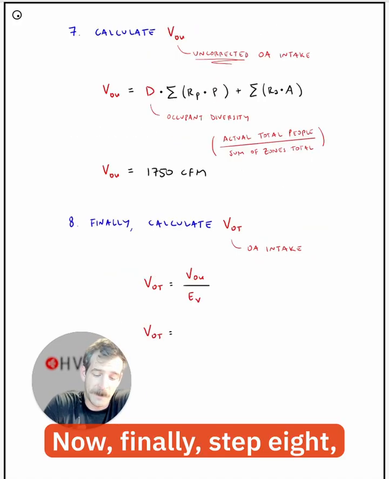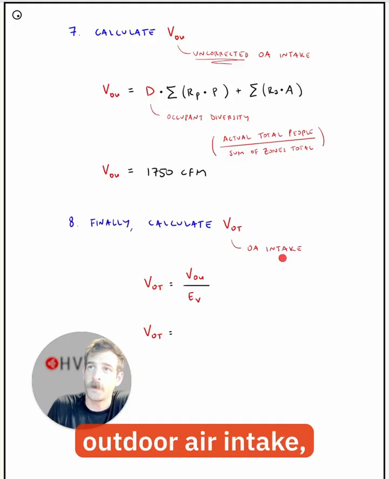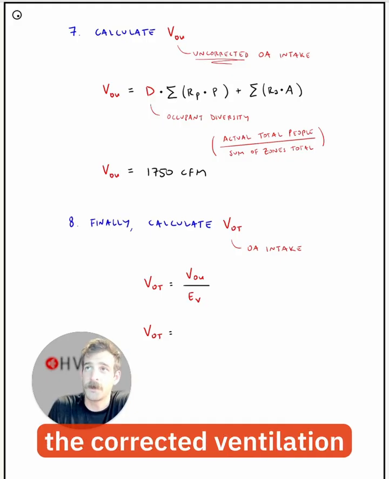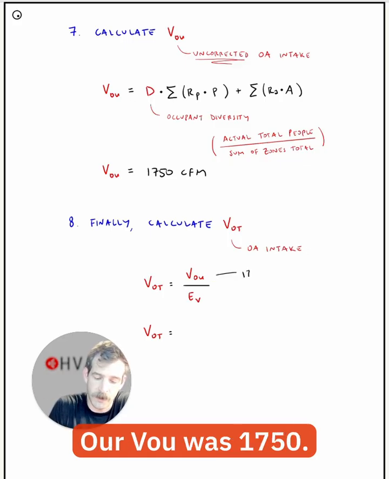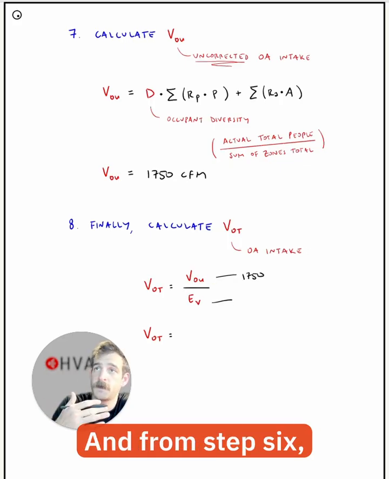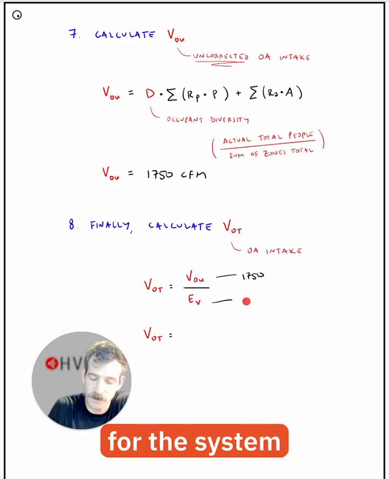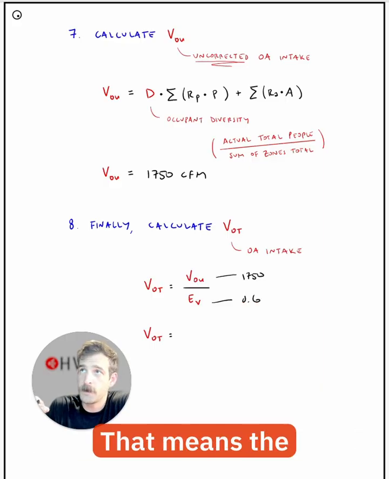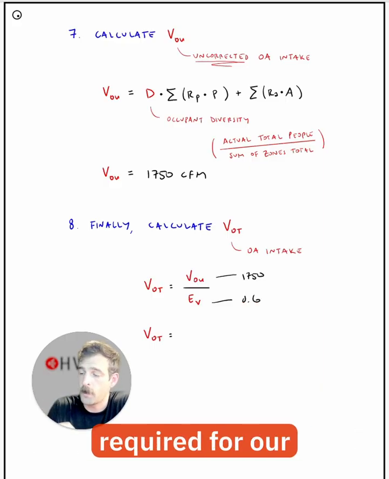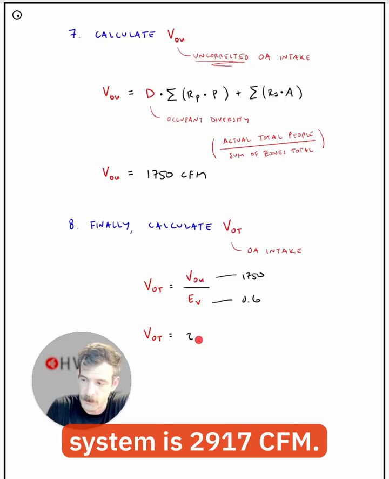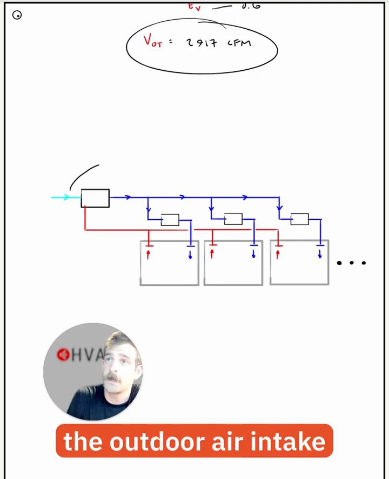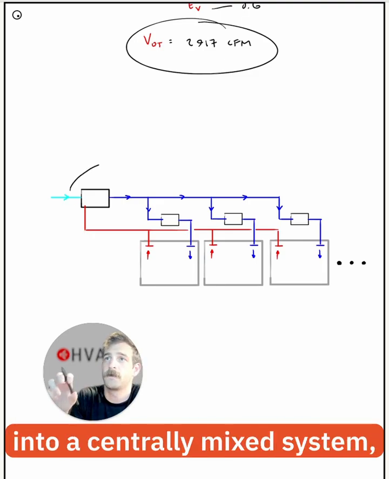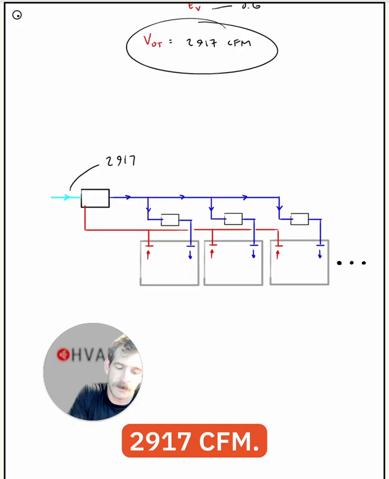Now, finally, step 8, we calculate the outdoor air intake, the corrected ventilation air that you need to bring in to your system. Our VOU was 1,750, and from step 6, our ventilation efficiency for the system was 0.6. That means the outdoor air intake required for our system is 2,917 CFM. That's this right here, the outdoor air intake into a centrally mixed system, 2,917 CFM.